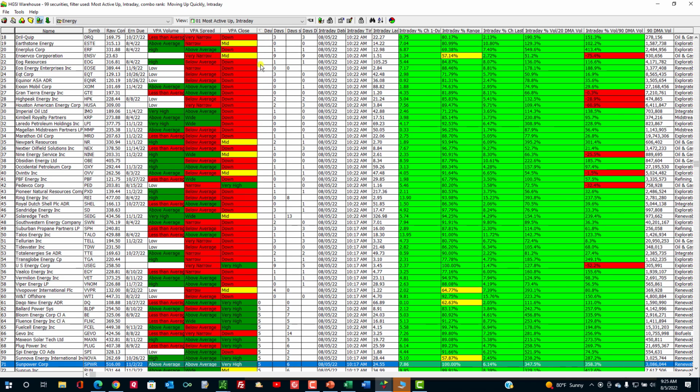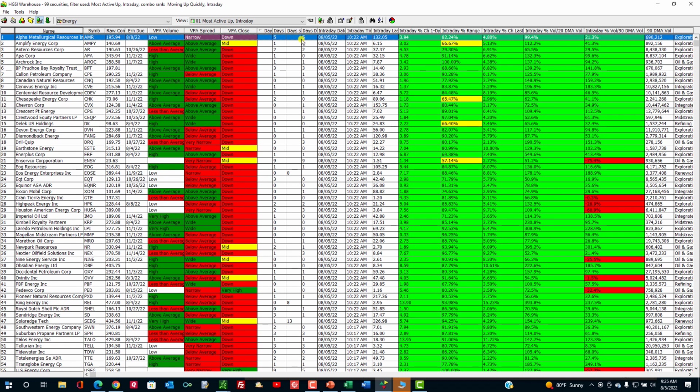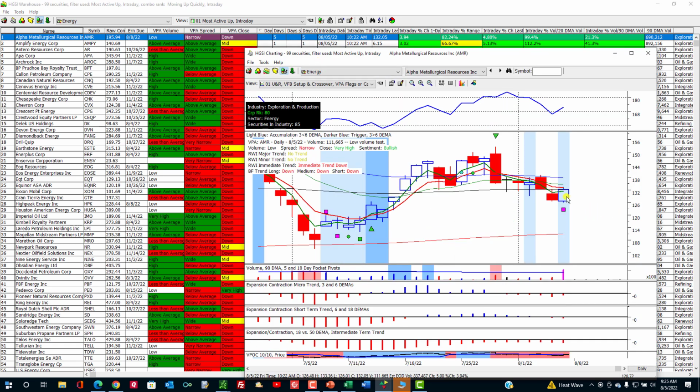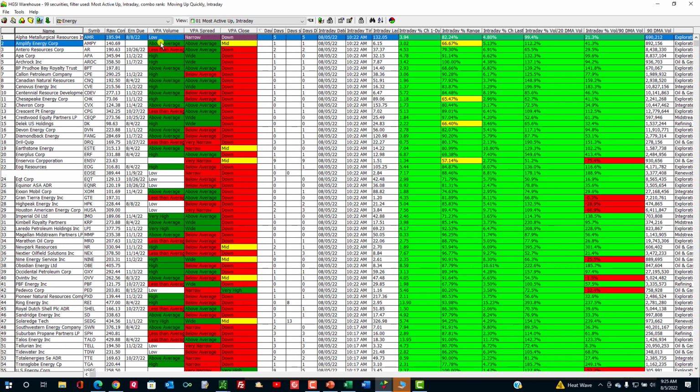Now let's do this here and go to the top. You can see that all of these are negative to the downside here. This happened 6 days ago on both of them, but it's up 3.94% today. Let's just bring up that chart, and you can see this is an accumulation day. Low volume test, accumulation day. Trend is still down, but there's buyers coming in.